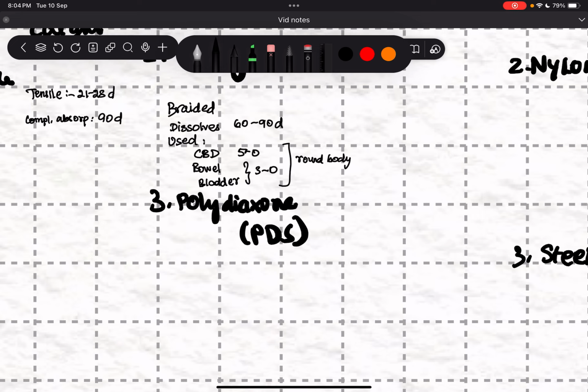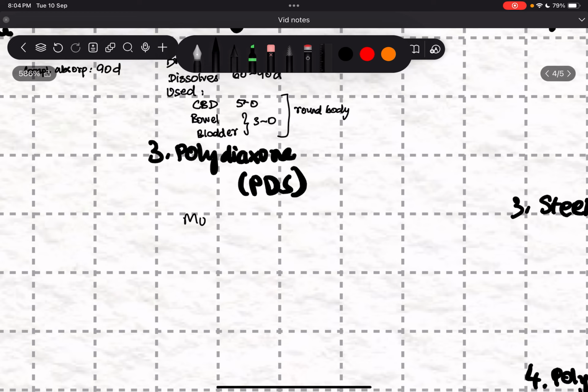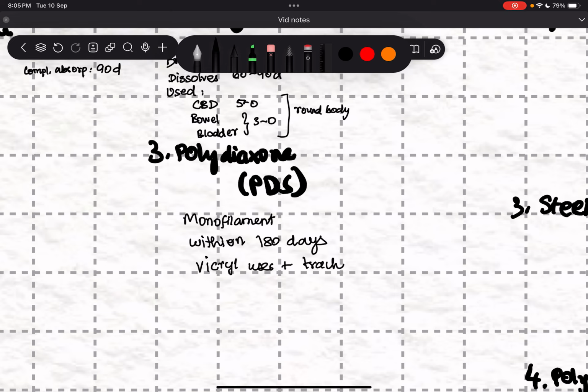Now polydiaxone. Polydiaxone is a monofilament. Dissolves within 180 days, and it has the same uses of vicryl, and it can also be used in tracheobronchial repair. Vicryl uses plus tracheobronchial repair.